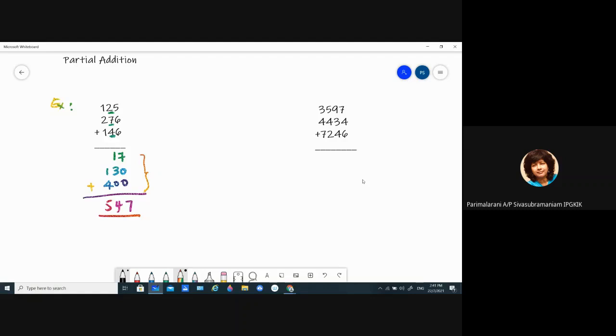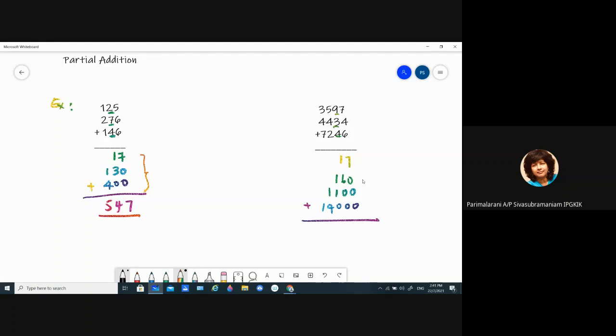7 plus 4 plus 6 is 17. So this is 17, and then we add the tens. 9, 3 and 4, 9, 10, 16. So 160, correct? And then we add the hundreds, 5, 4 and 2. What do we get there? 5, 4 and 2 will be 11, so 1,100. Okay. And then the last, thousands, how many thousands do we have? 14 thousands, correct? 14 thousands, okay?